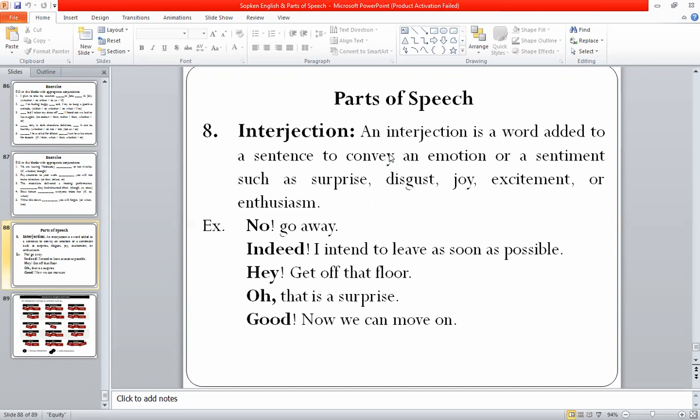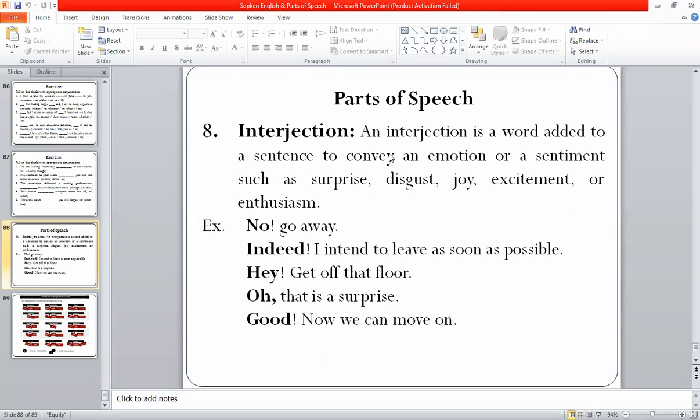So indeed here has an exclamatory mark after it, and that is why it is the interjection. Then there is: Hey, get off that floor. So hey here we are using as an interjection because these are words that come abruptly from our mouth. Or we can say hello, hi. These are also called interjections. Hi, hello, good morning. These words by which we show feeling are called interjections.